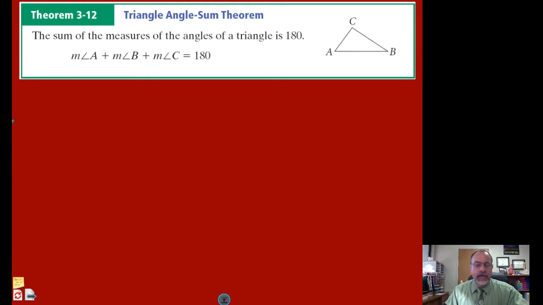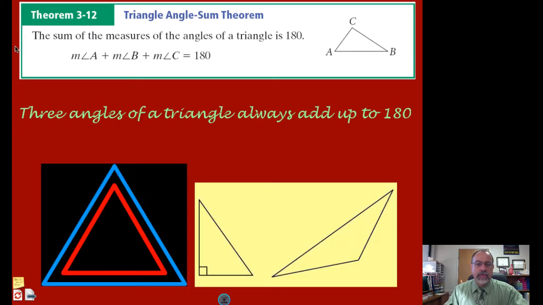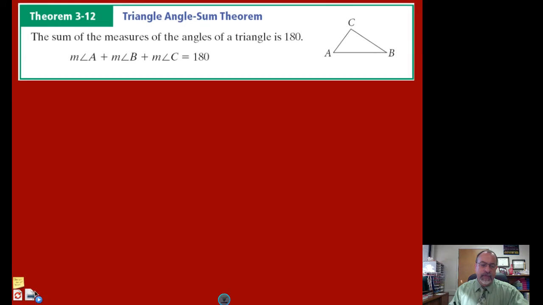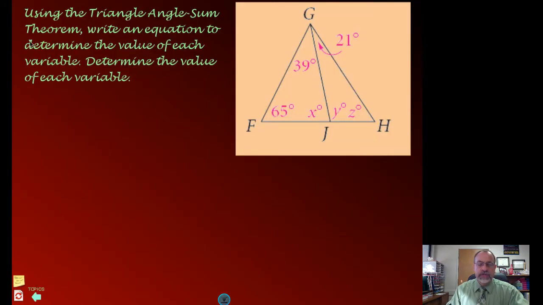Okay, so again, here's a relationship that allows us to write an equation, and that's what we're all about in geometry here, looking for relationships that create equations. So the three angles of a triangle always add up to 180. So let's do one example, and that should pretty much do it, because this will pretty much wrap up the lesson. Now, the one thing that you want to get from this is how many triangles do you see?